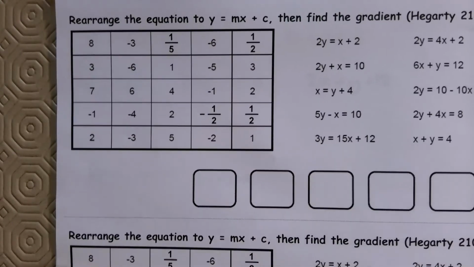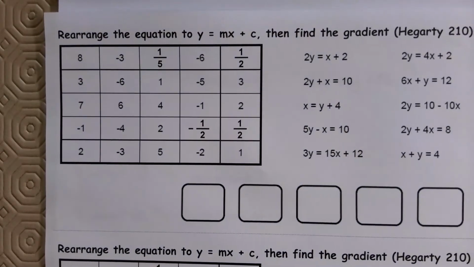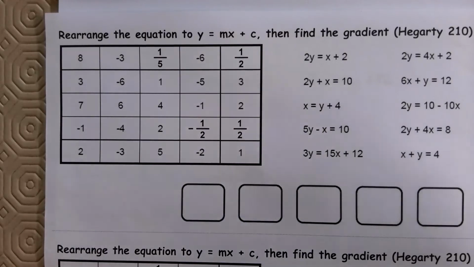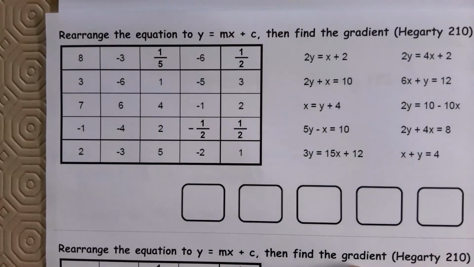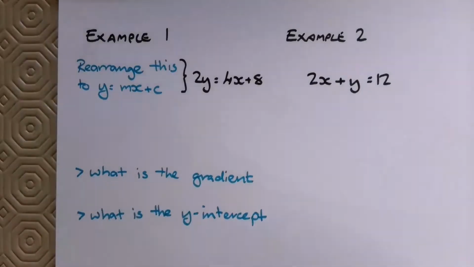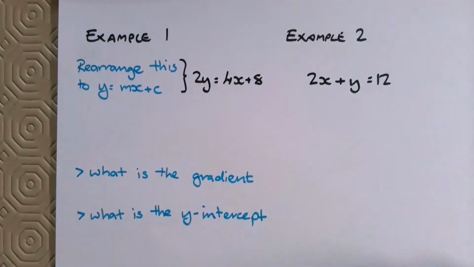Hi, so in this video we're going to work through how to rearrange the equation into y = mx + c format and then find the gradient, and this is a Settler card. Before we go to how that works and what we're doing there, I'm going to give you 3 examples so you know what you're doing.